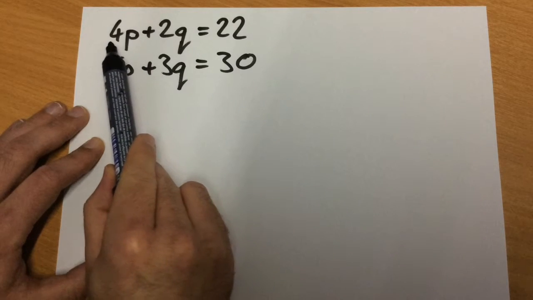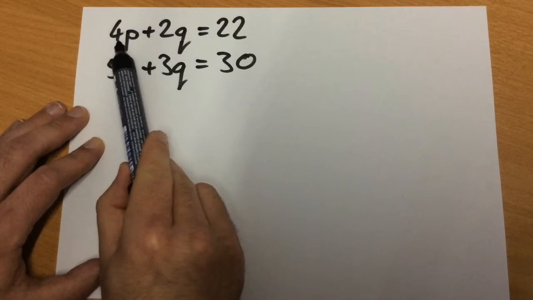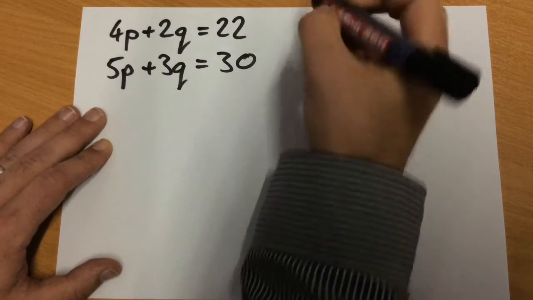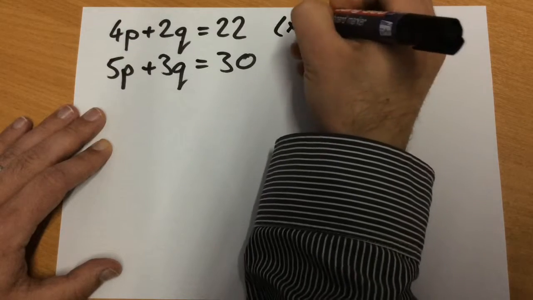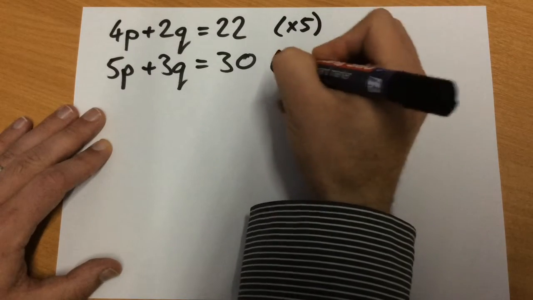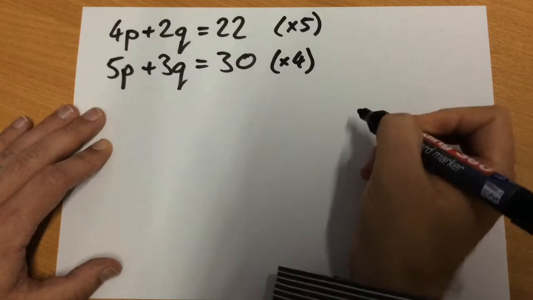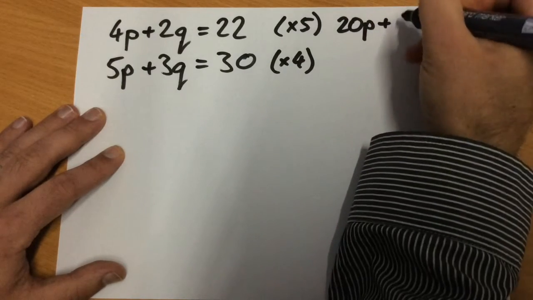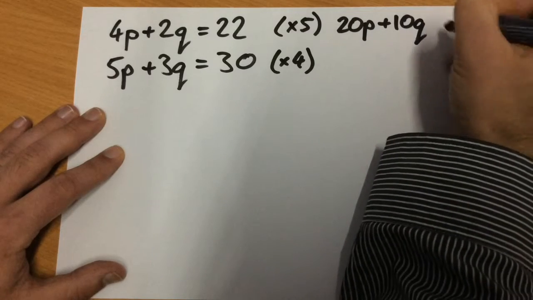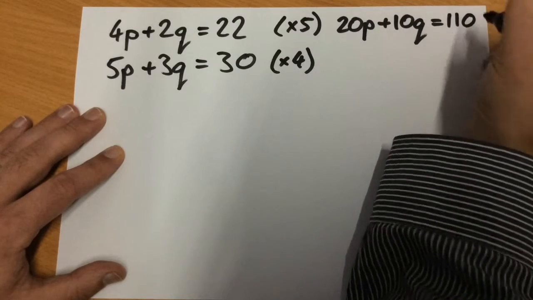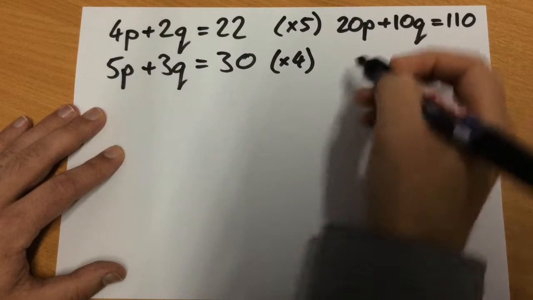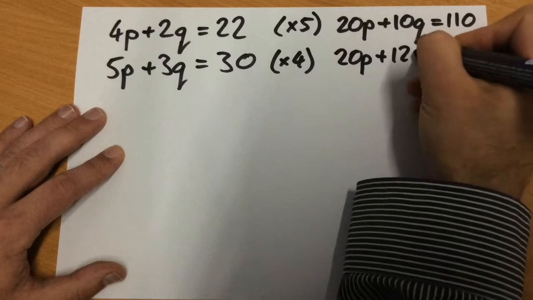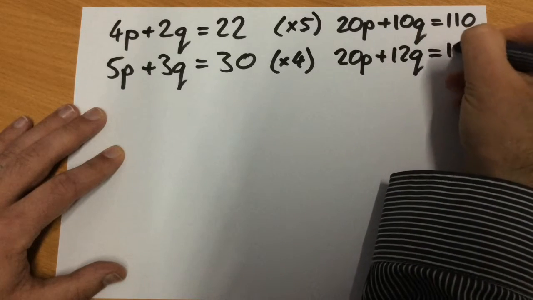What I'm going to do is, if I multiply this one by 5, I'm going to get 20p, and if I multiply this one by 4, I'm going to get 20p as well. So I'm going to multiply the whole of the top equation by 5, and the whole of the bottom equation by 4. What that gives me is 20p plus 10q equals 110. On the bottom one, I'm going to get 20p plus 12q equals 120.